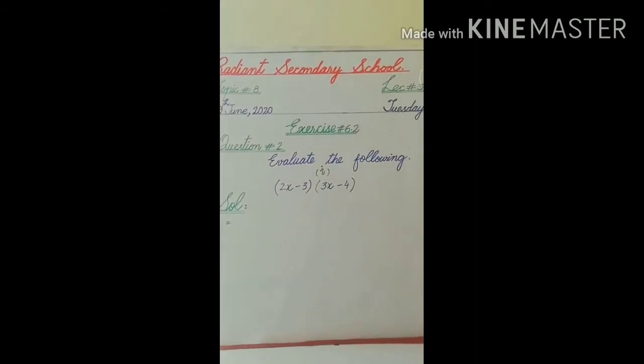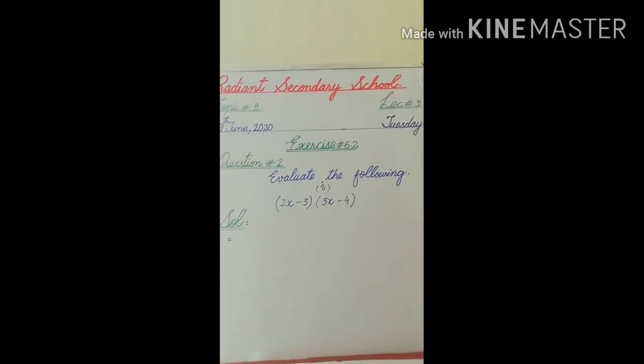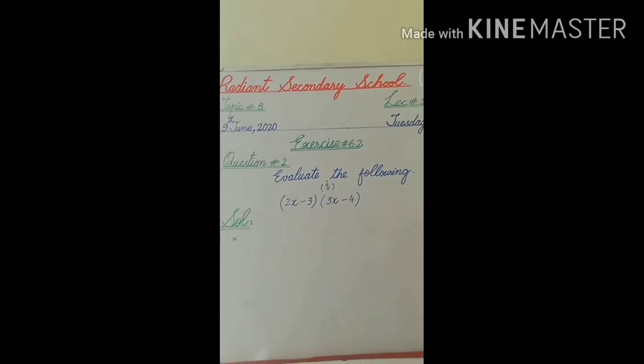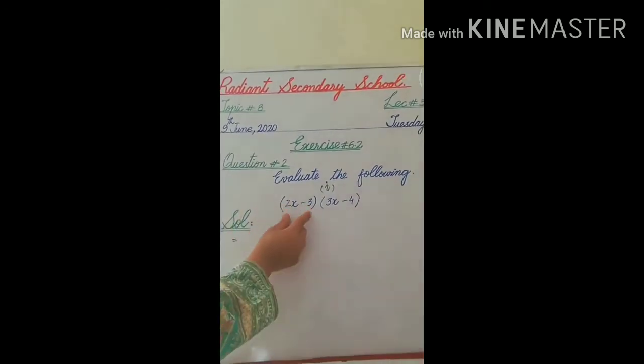Now students, we have come to the next question, number 2, that is evaluate the following. And in part number 1 you can see again there are 2 brackets, and what has come in both brackets?